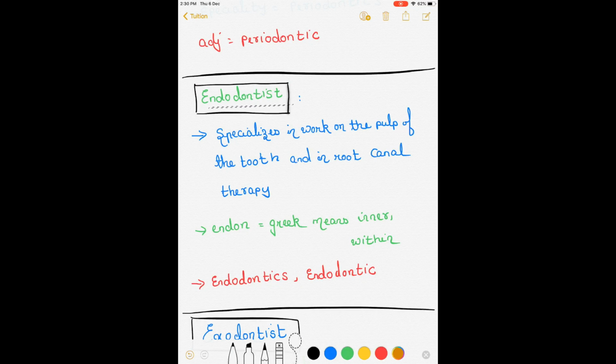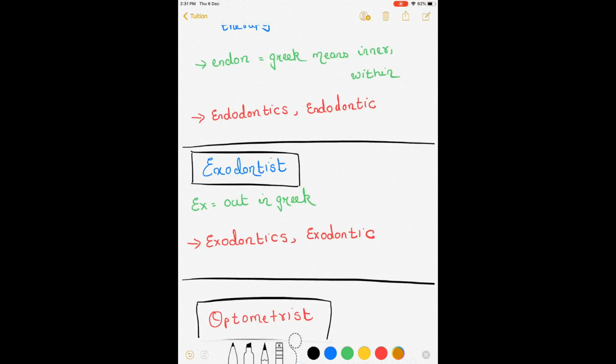Endodontist. Now it's very easy. Endon in Greek means within. So within the tooth, like the tooth pulp lies within the tooth. So the root canal specialist is also known as endodontist. He specializes in one of the fields in dentistry and performs root canal or works on the pulp of the tooth. He or she is an endodontist.